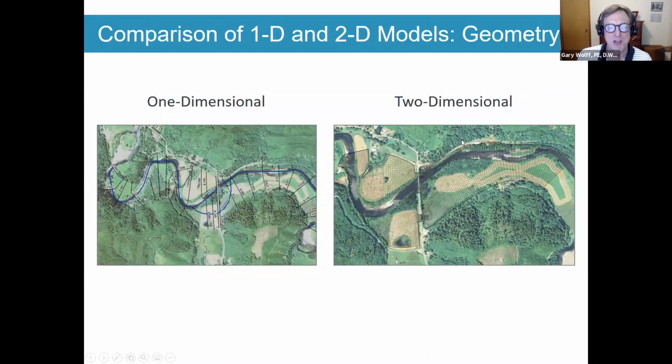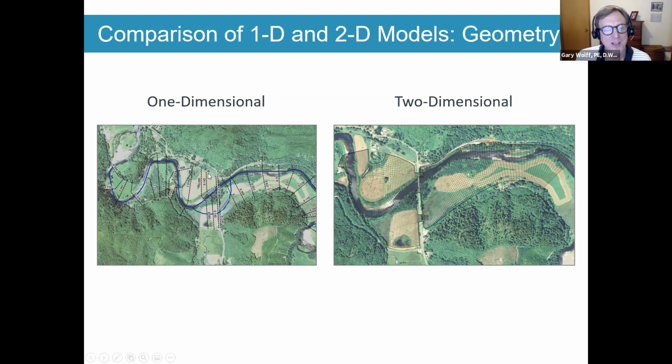So here's just kind of a comparison between the models. This was actually the Nehalem River out in Tillamook County, a project we did a few years ago. This is what a one-dimensional model would look like in that scenario. You've got these cross sections that are transects across the channel and floodplain. And what we're doing here, you can see these cross sections aren't straight lines. They have little dog legs in them.